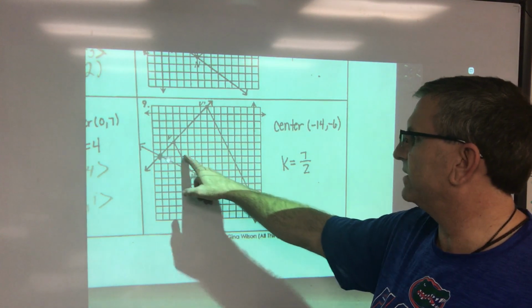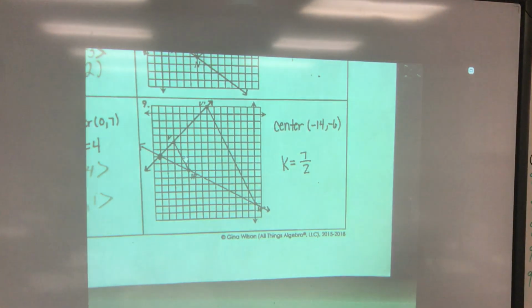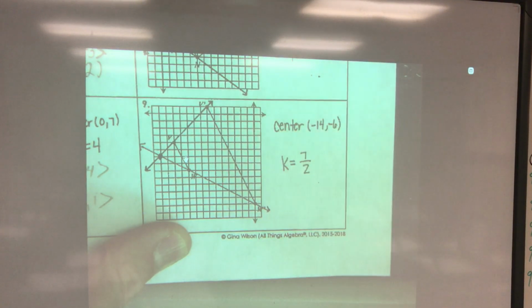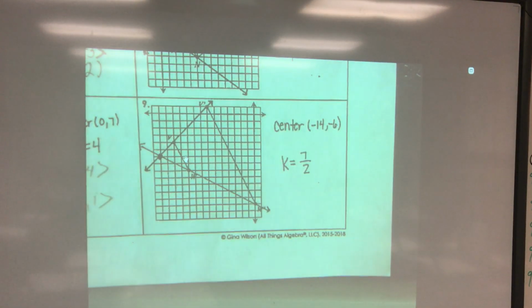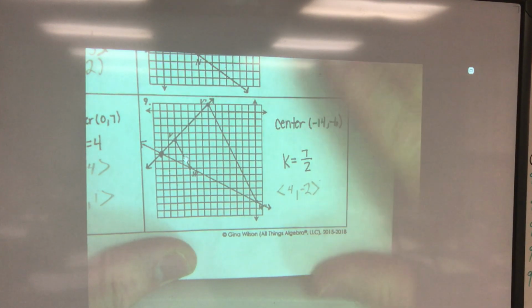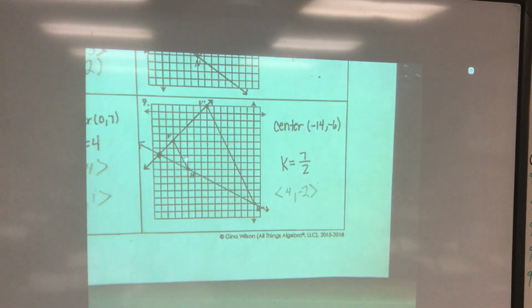So my vector here is 4. My vector here is 4. I went to the right 4. Oops, that pencil won't work. Maybe this one will. Hopefully. So my vector is to the right 4, down 2. And that's the vector of W.